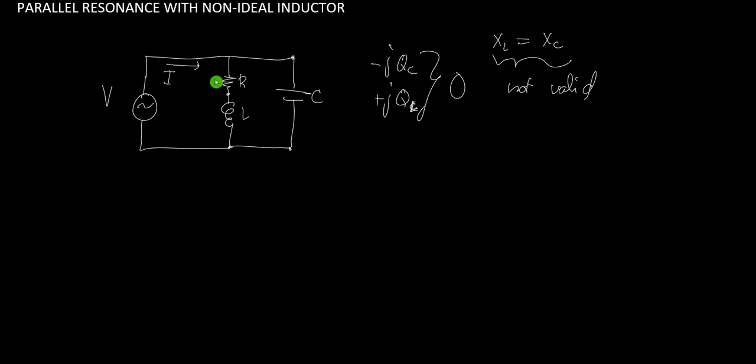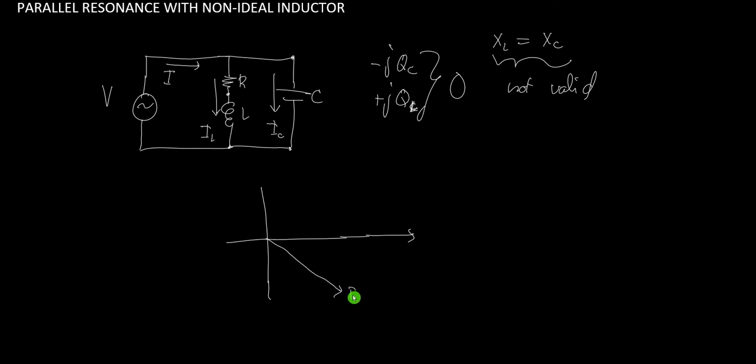So we need to solve for the current. Let's call this current IL, the current flowing through the coil. And we have another current IC, the current in the capacitor. Now, if we try to draw the phasor diagram of this current, if this is the voltage, the IL, or the inductive current, because this is RL, should be lagging somewhere here.